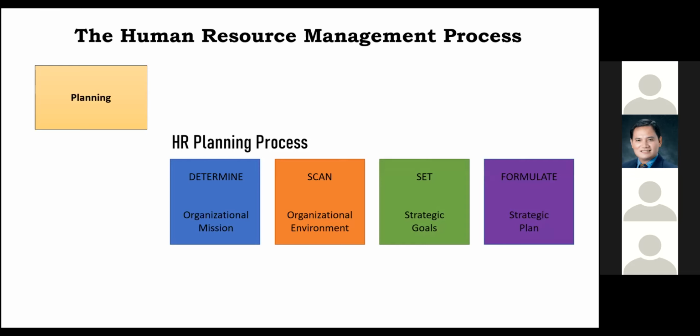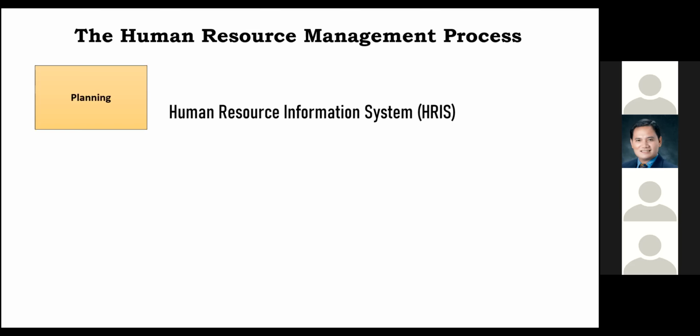So these are the action words: determine, scan, set, and formulate. So we start with our mission, goals, and objectives. Then we end up with our strategic plan. Then we redo the cycle because we have to revisit this every now and then. Okay.